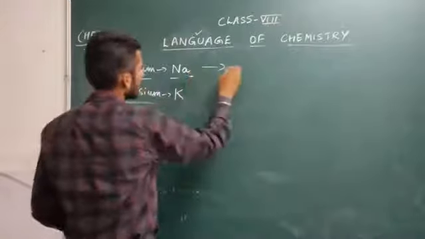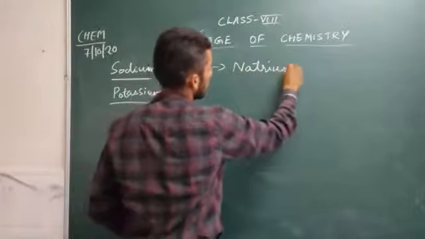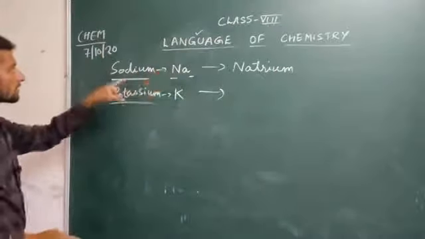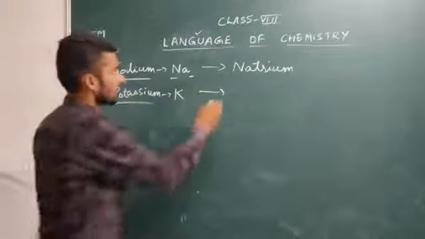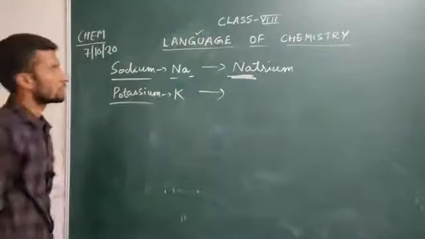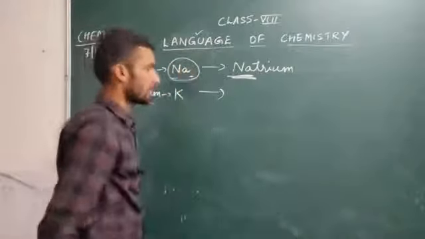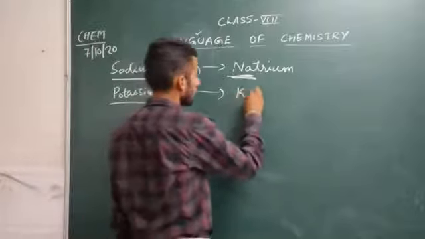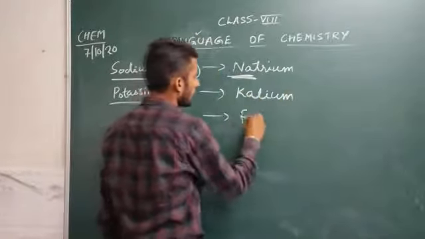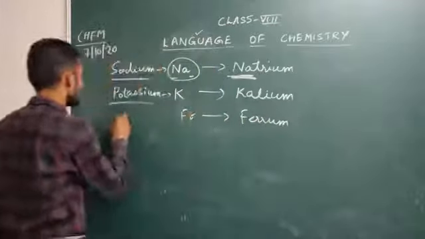So Na, you can see here in the elemental name, neither N is present nor A is present, but they have been derived from this very Latin name. So natrium means sodium, and based on that the symbol has been derived. Similarly, kalium for potassium. Then we have ferrum for Fe, that is iron.